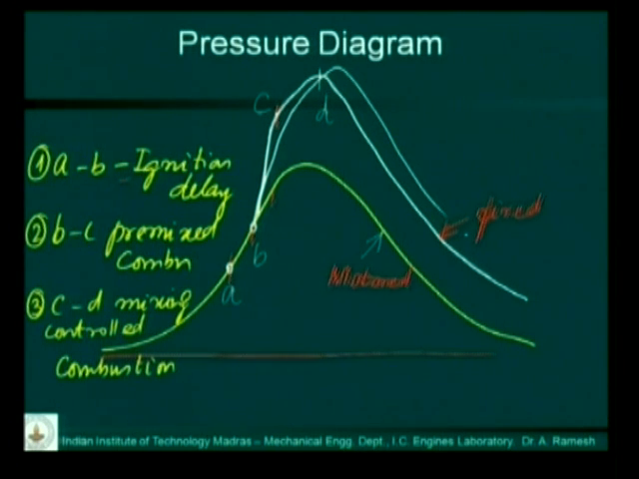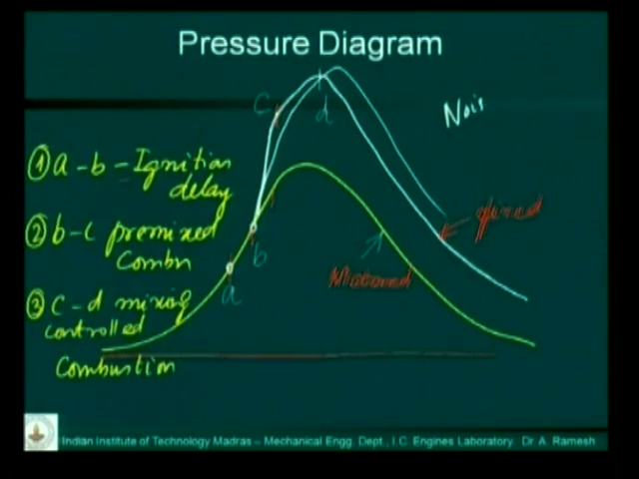So we will not have that explosive nature of combustion, which means that noise will come down, NOx will come down, and since diffusion is good, smoke also will come down. So in a modern diesel engine, we are aiming at noise reduction, smoke reduction, and NOx reduction. And all this we want to do without sacrificing efficiency.